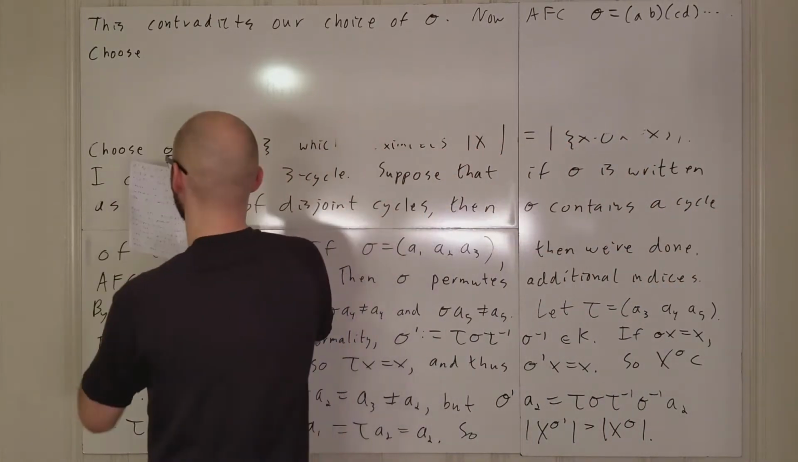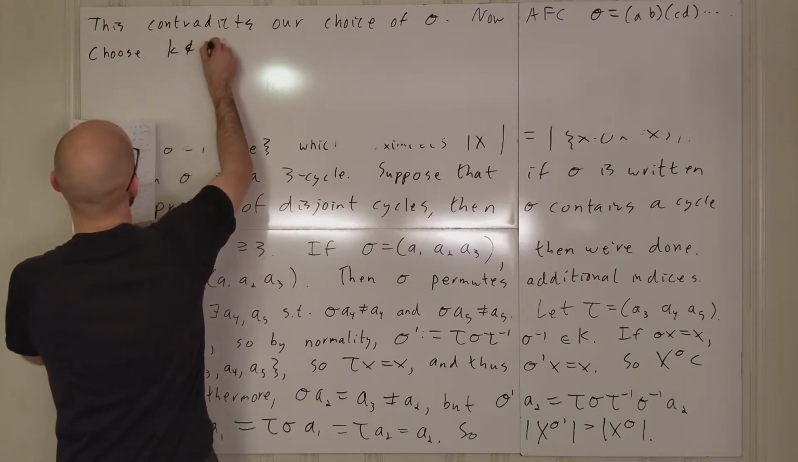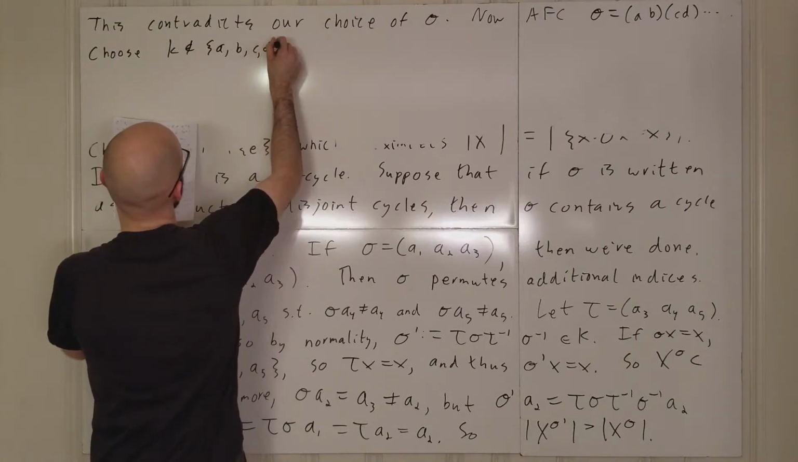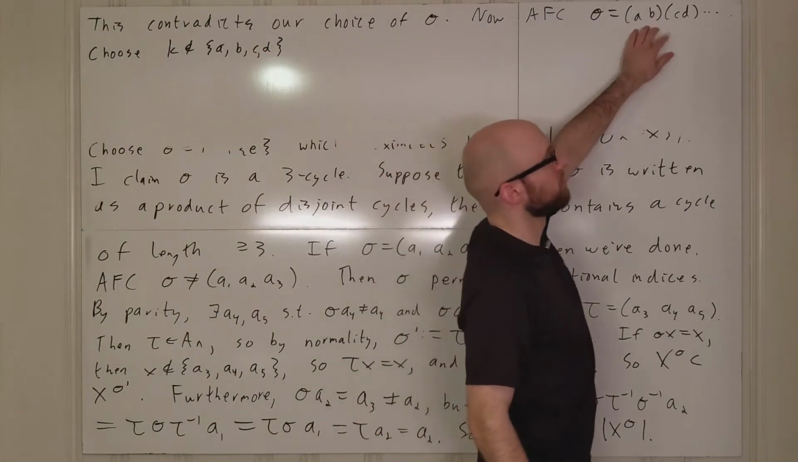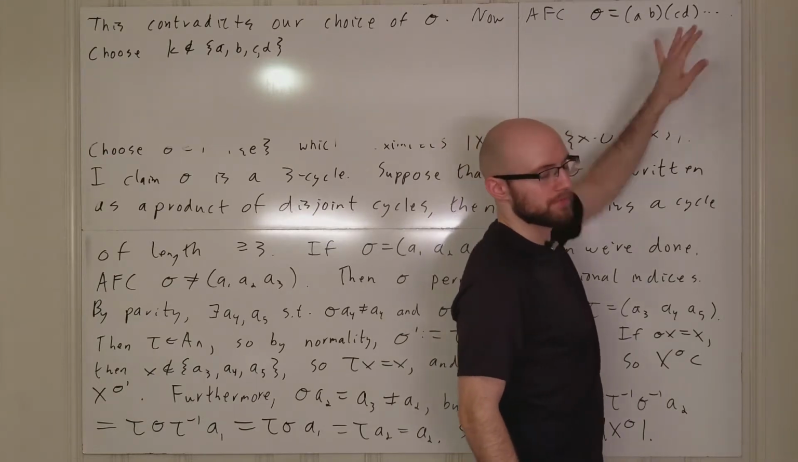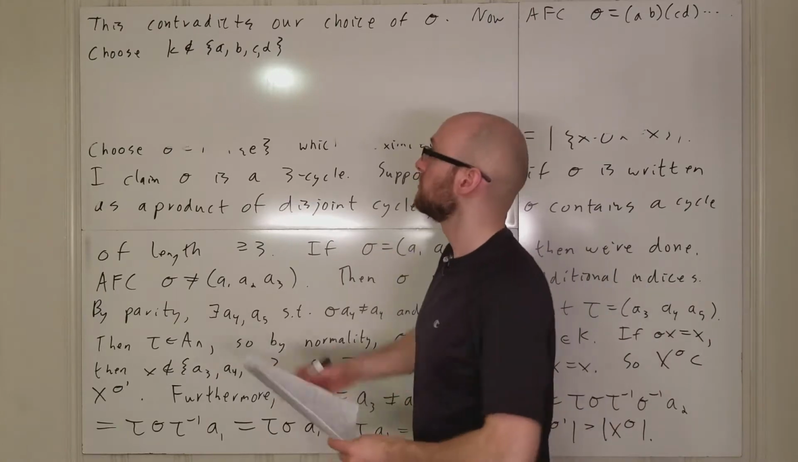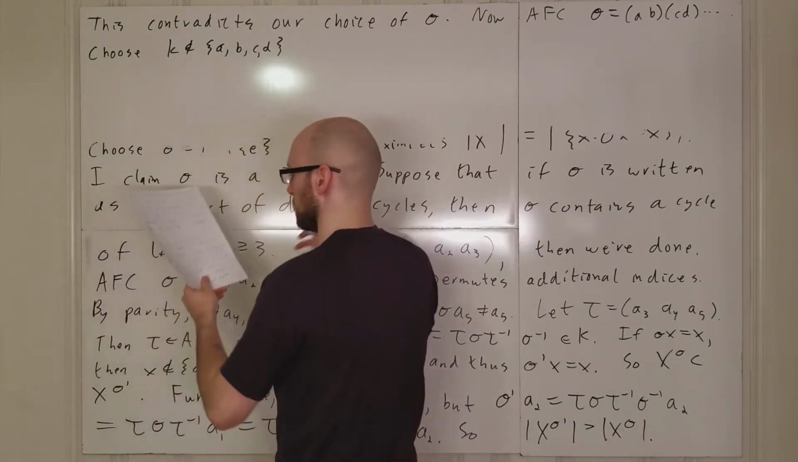Okay, so now choose K, which is not A, B, C, or D. So we know that sigma contains at least 2 transpositions. Fix 2 of those and choose an index that's not in any of those 2 transpositions.